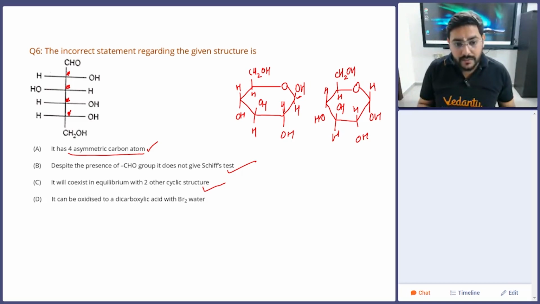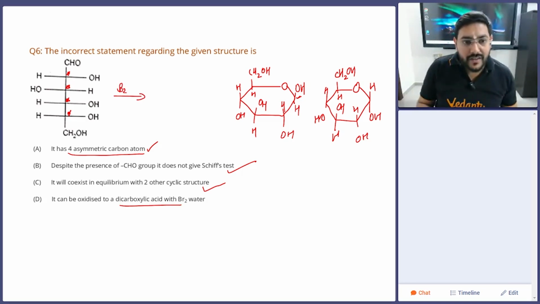It can oxidize to dicarboxylic acid with bromine water. No. Yes, everyone, Br2 is a mild oxidizing agent, but it is not going to form the dicarboxylic acid. It is going to form this compound. Come on, my lovely future engineers. Is this part clear to you guys? Yes, everyone.